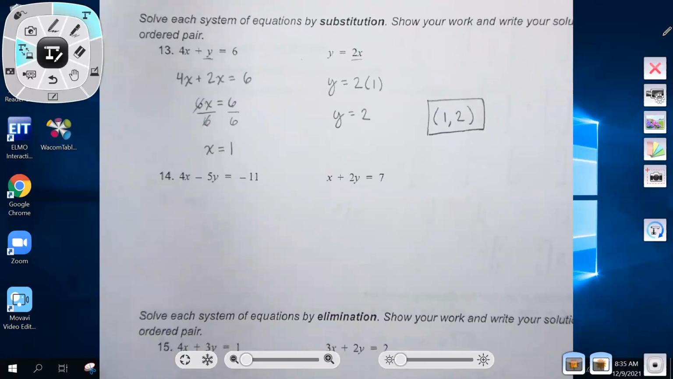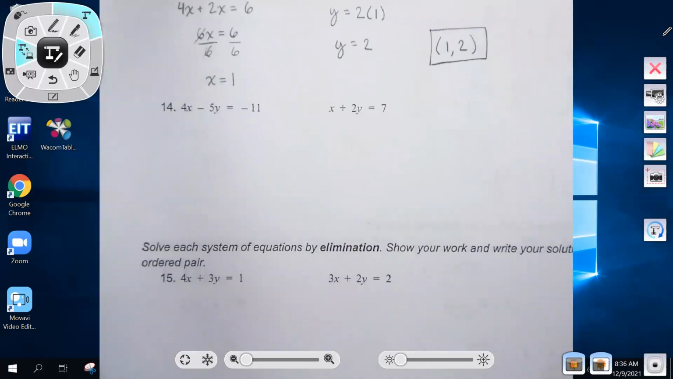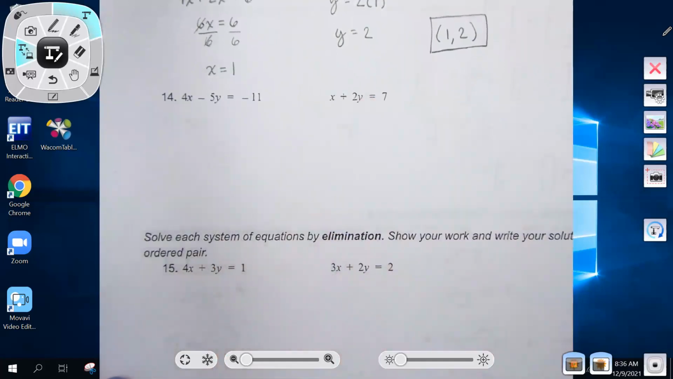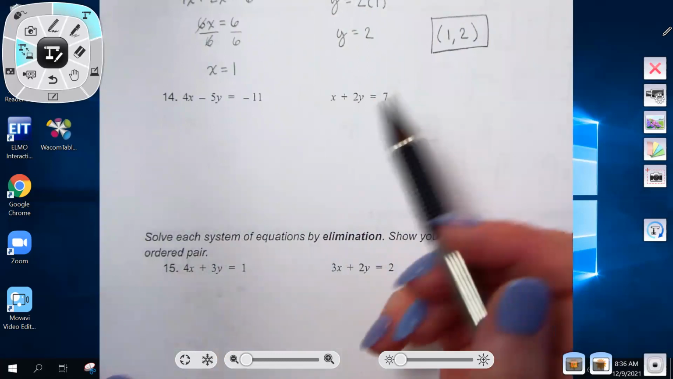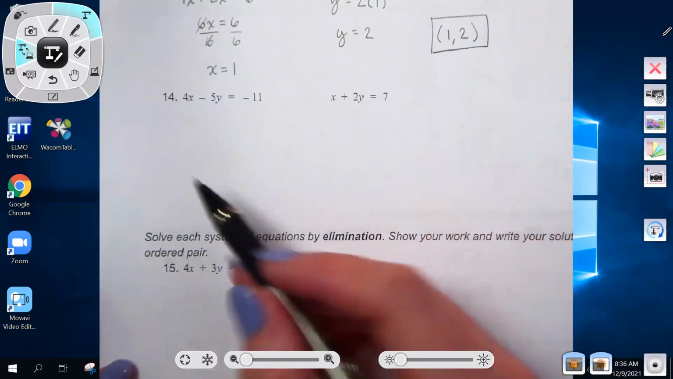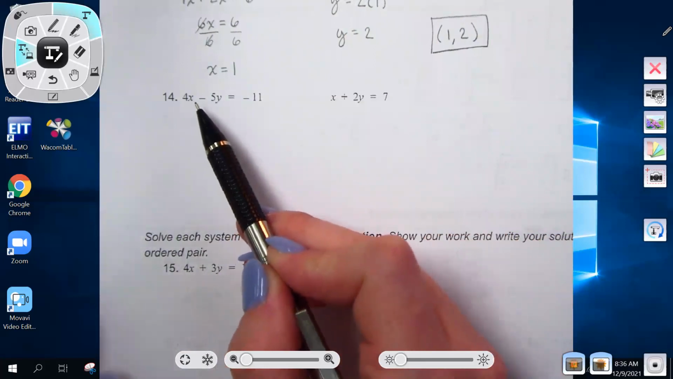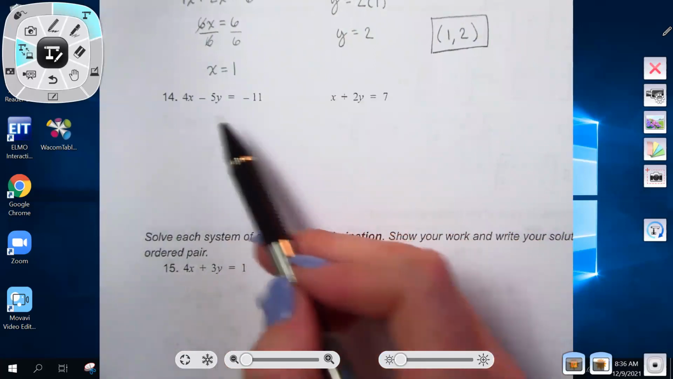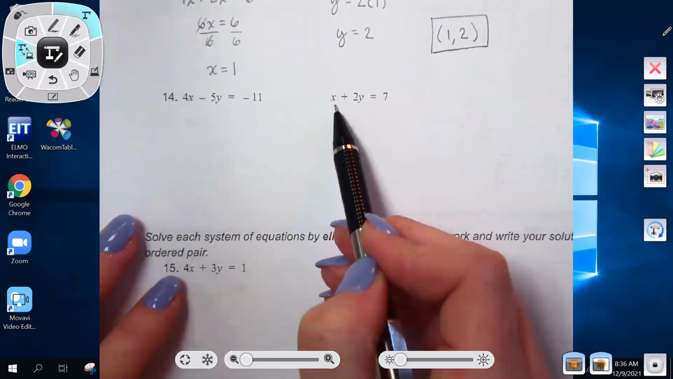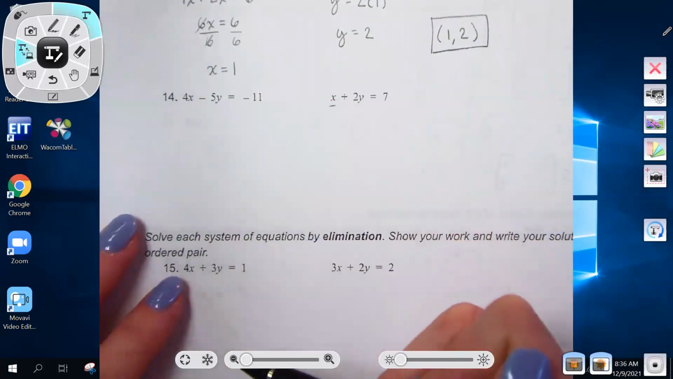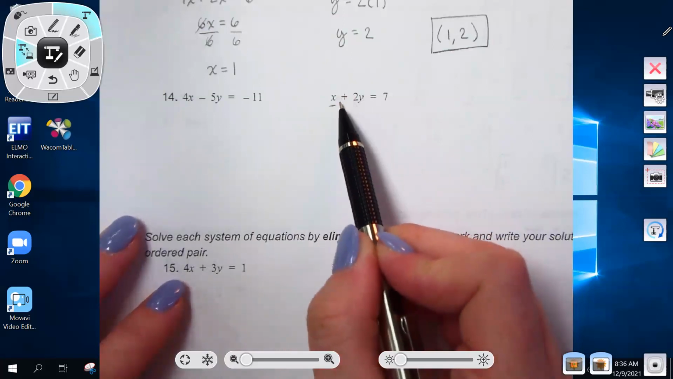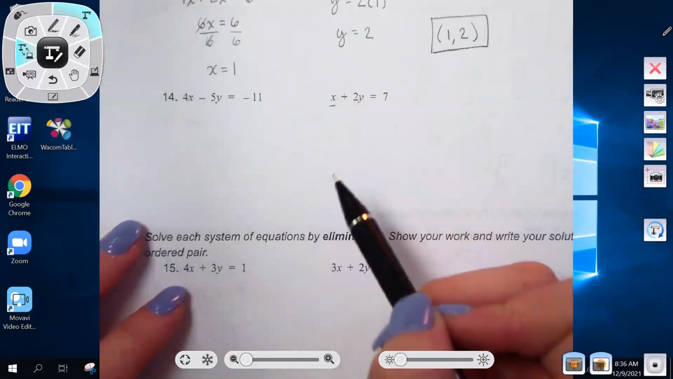Number 14, still solving by substitution. So we need to solve for one of the variables in either one of these equations. Nothing is solved for us like it was in number 13. So what I do is I find the variable that has a coefficient of 1. This variable right here, x, in the second equation, is going to be easiest to solve for.